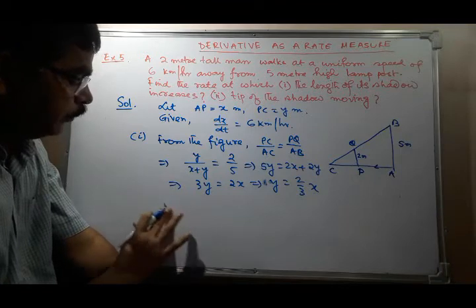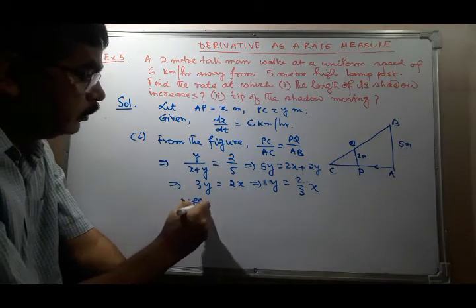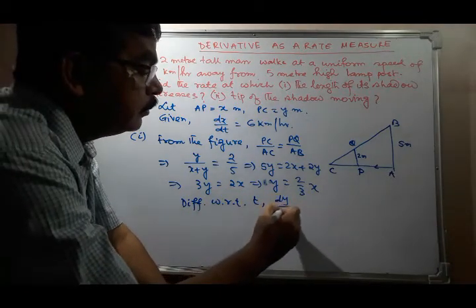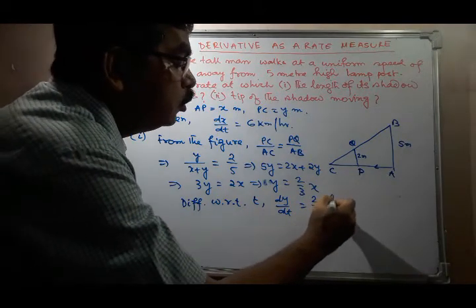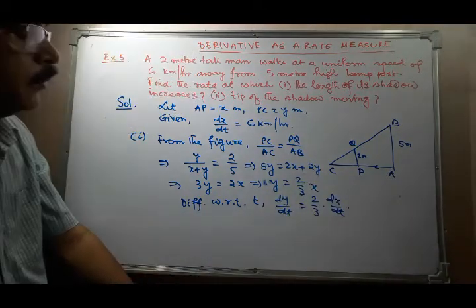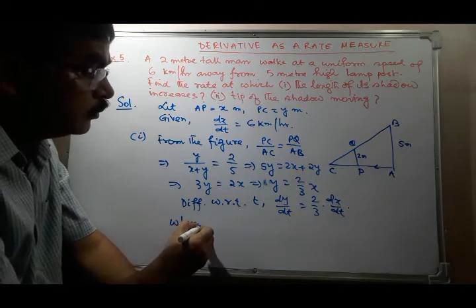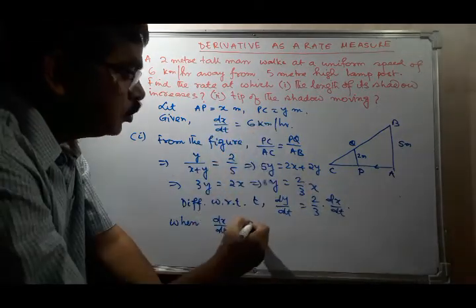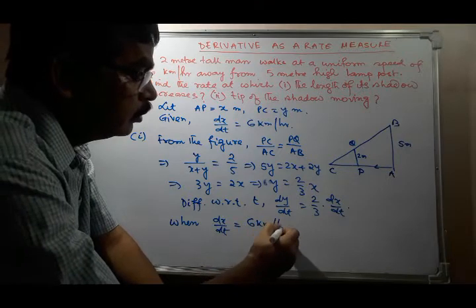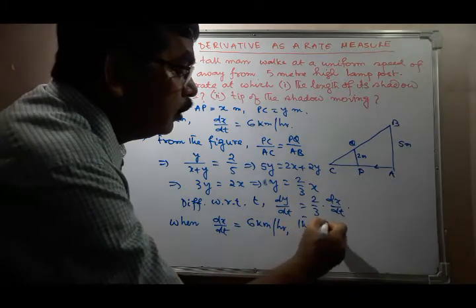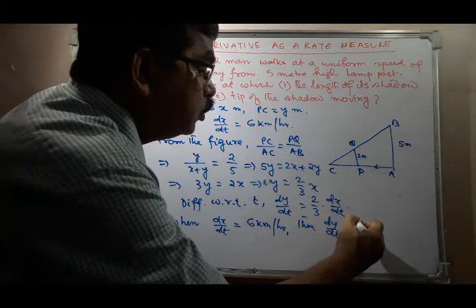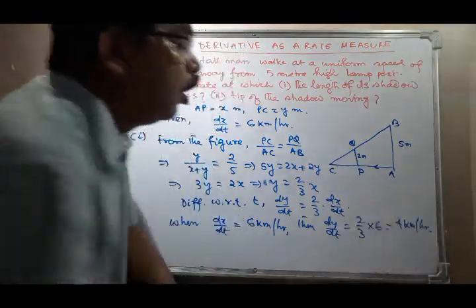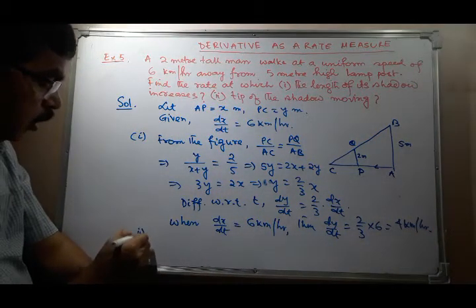Further differentiating with respect to t, dy by dt equals 2 by 3 into dx by dt. When dx by dt equals 6 kilometer per hour, then dy by dt equals 2 by 3 into 6, that is 4 kilometer per hour. This is the answer to part 1, the length of the shadow.